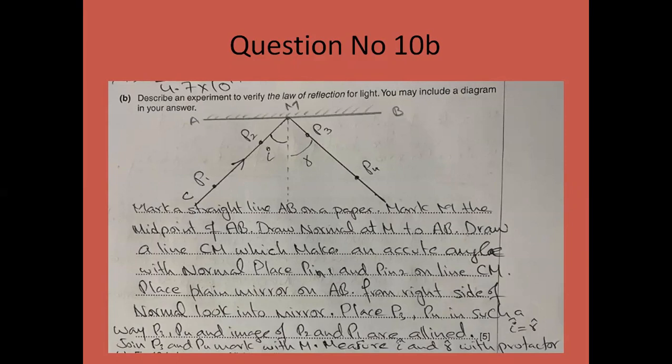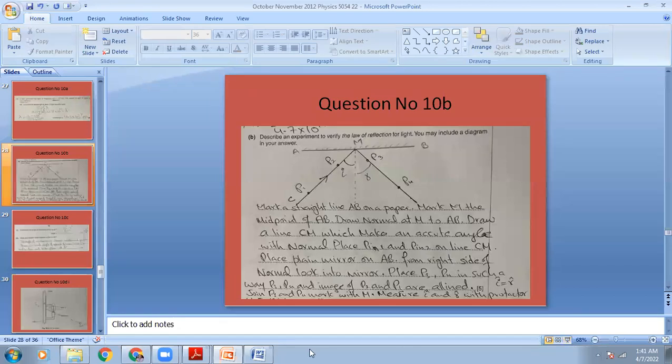Measure the angle of incidence and the angle of reflection with the protractor. So you will observe that the angle of incidence and the angle of reflection are both equal to each other. So this is my written answer.